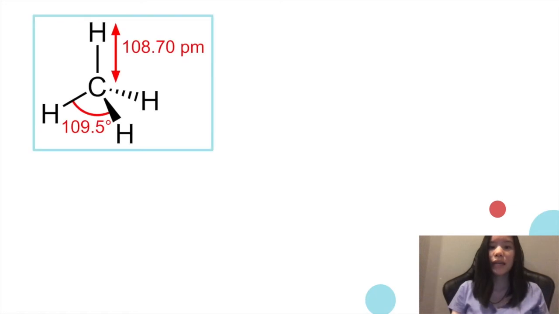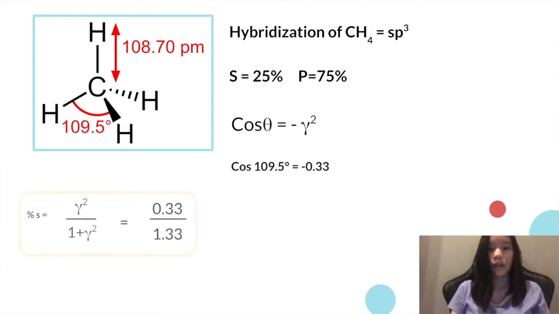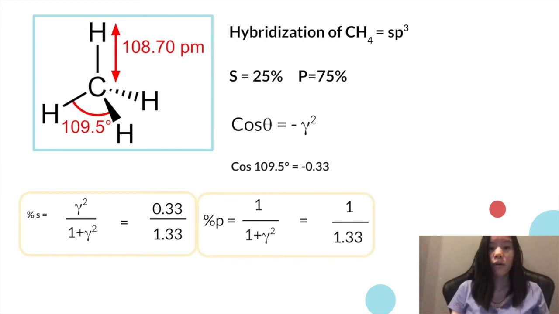The structure of methane is shown on the slide. Methane CH4 has the hybridization of sp3, meaning that there is s for 25% and p for 75%. In order to prove the hybridization, we substitute the angle of 109.5 into the equation of cos. So it is equal to negative 0.33, and the percentage of s and p as shown below. It can be concluded that s over p is equal to 1 over 3.